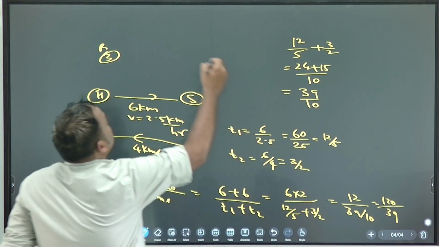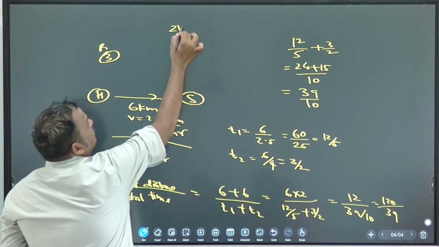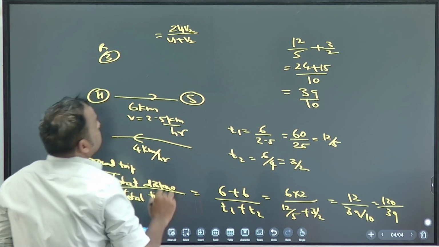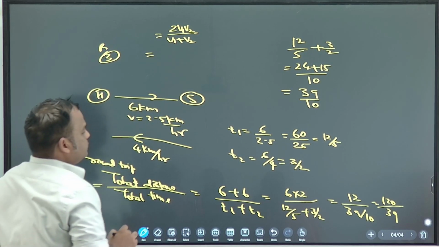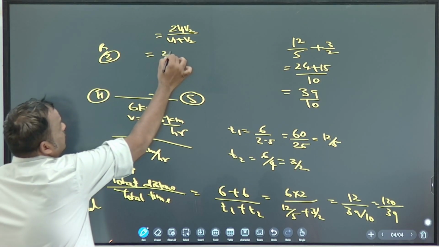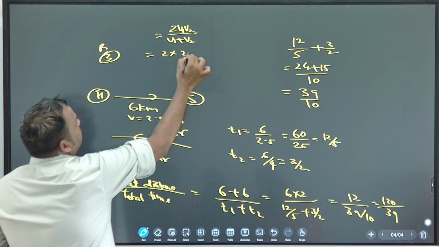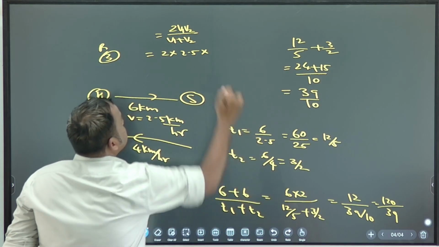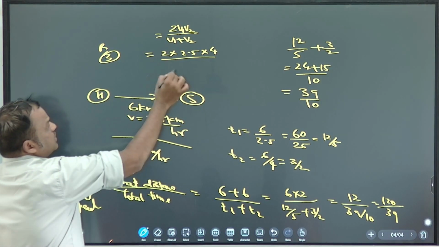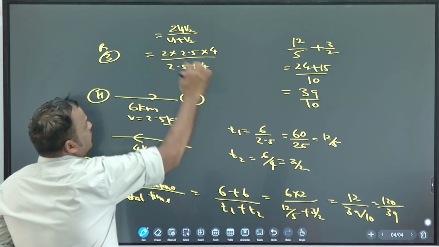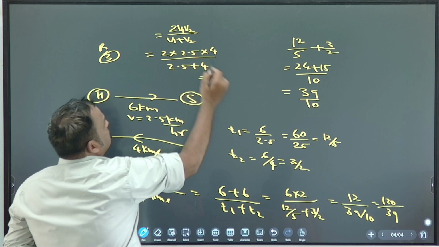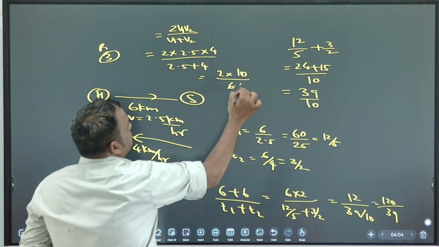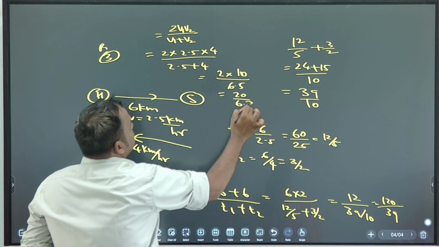And there is a direct formula also for this question. Tell me the direct formula. 2 V1 V2 by V1 plus V2. So 2 into 2.5 into 4, by V1 plus V2, 2.5 plus 4. The values are not easy, no problem. So this is 2 into 10 by 6.5, so 20 by 6.5.